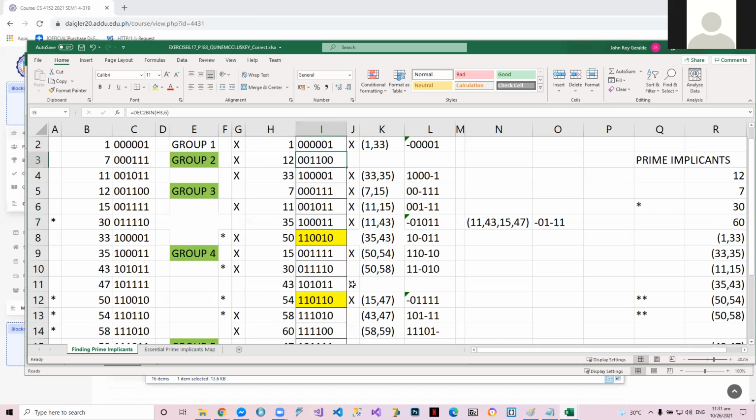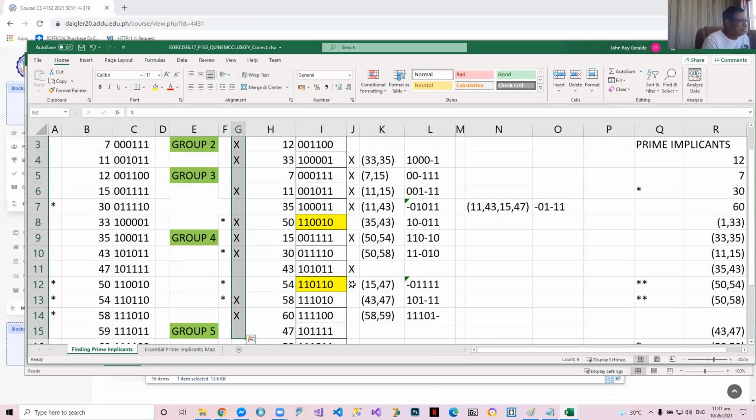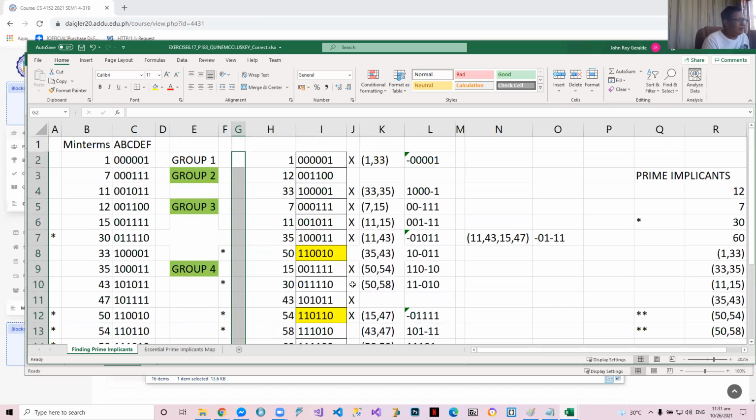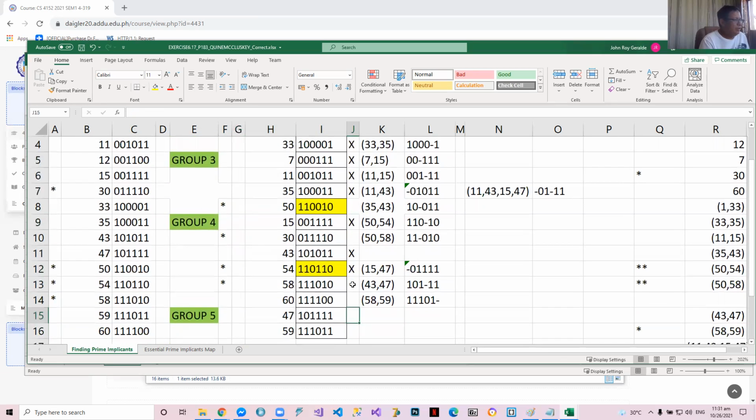12. Pareho lang pala, no? So tanggalin na lang natin ito. It's the same. Pareho lang sila dito, no? So we're 50 with 54. We'll go to 50 and 58.